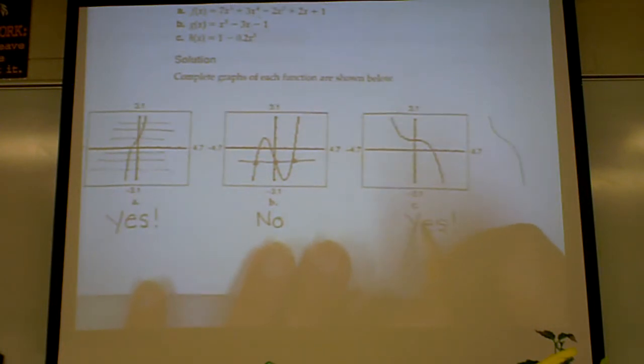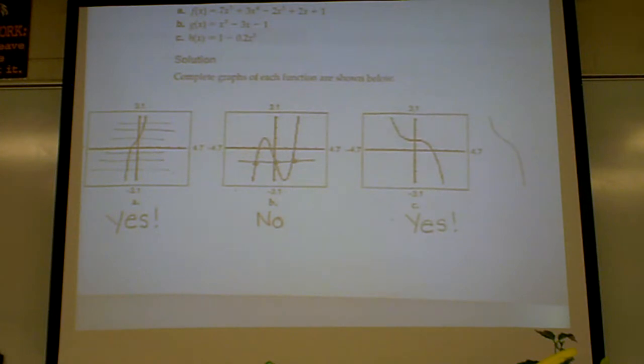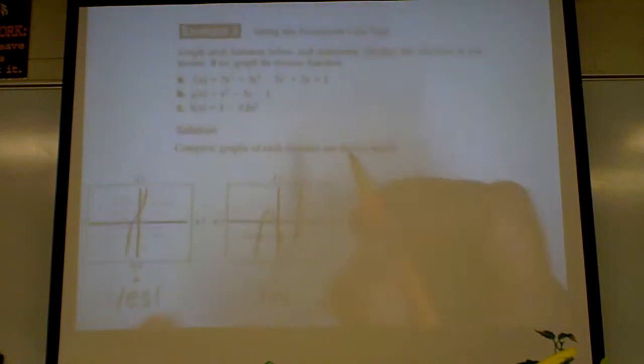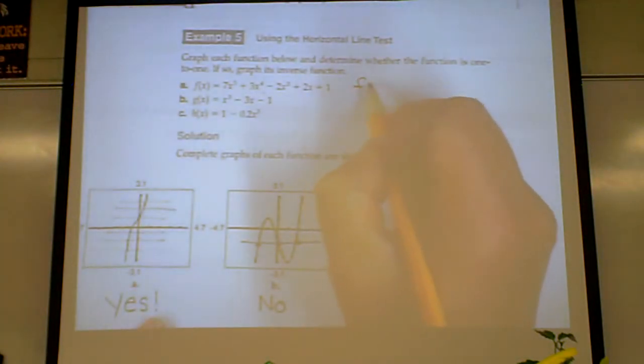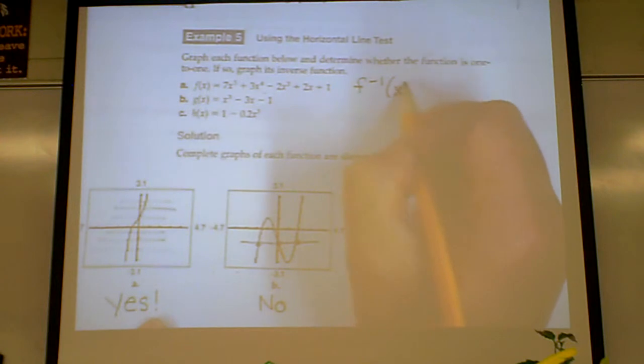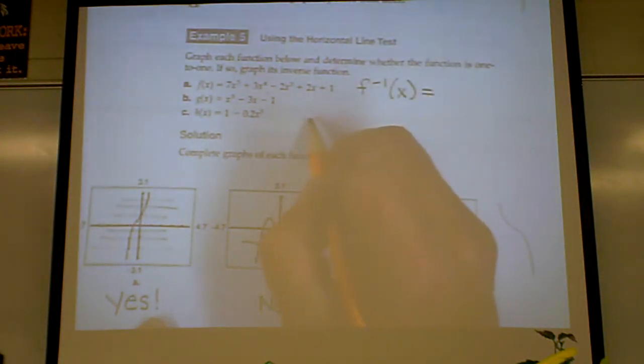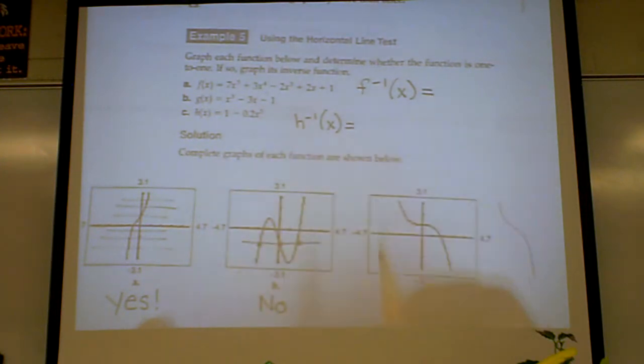So, when the function passes the horizontal line test, we will expect its inverse to also be a function, and we get to do this for this one and for this one. When we resolve it for y, we get to do that one.